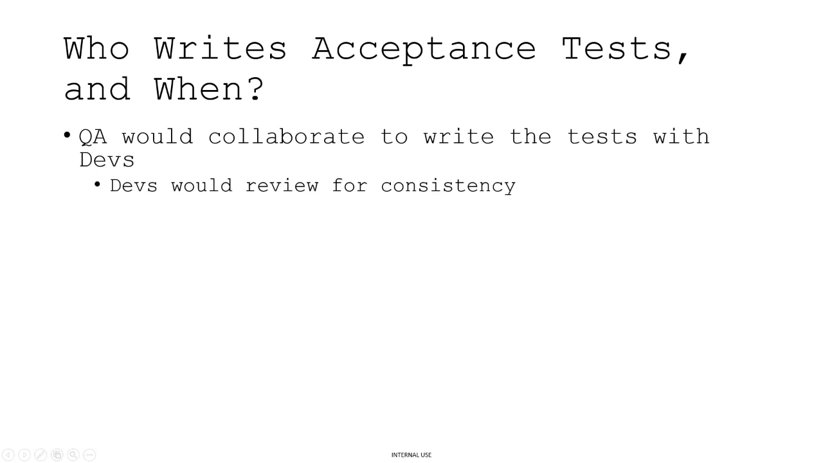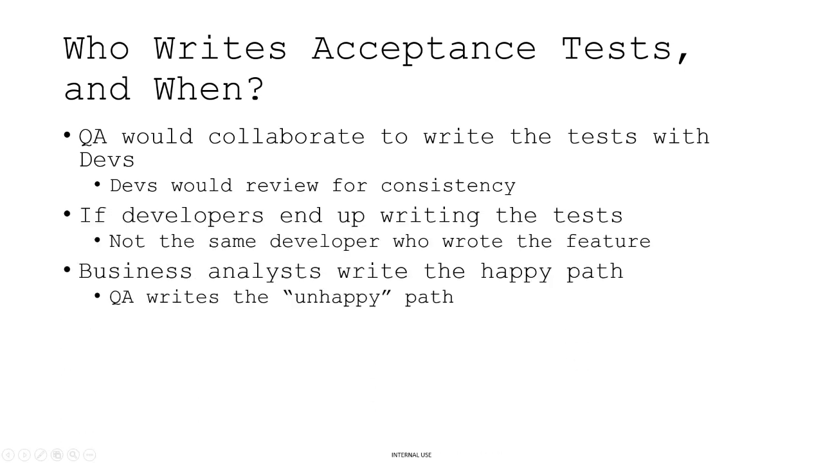So who should write acceptance tests, and when? QAs would collaborate to write the tests with the devs, and the devs would review them for consistency. If developers end up writing the acceptance tests, they shouldn't be the same developer who wrote the feature.